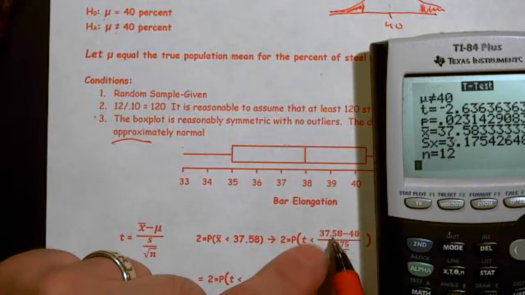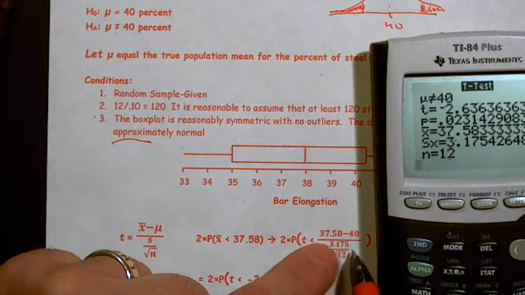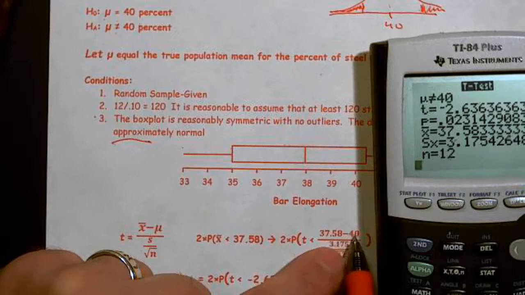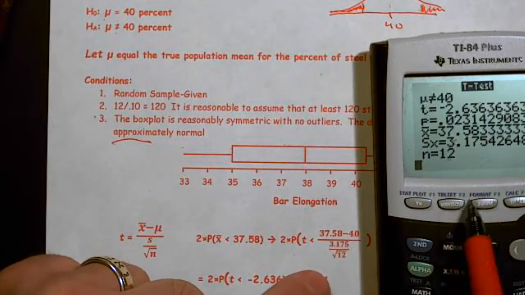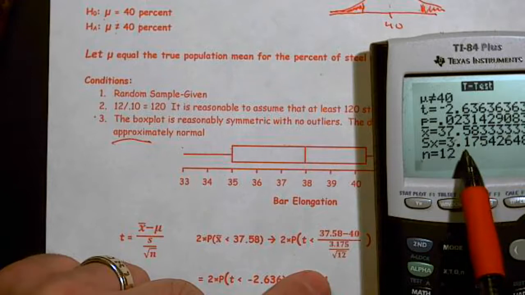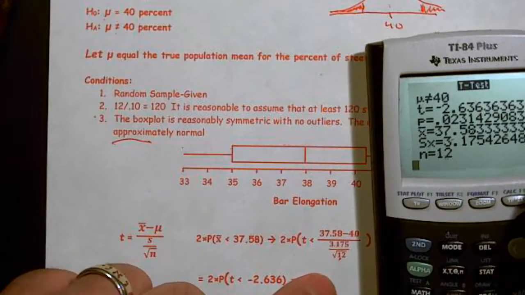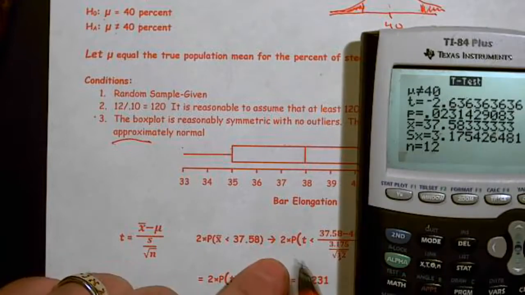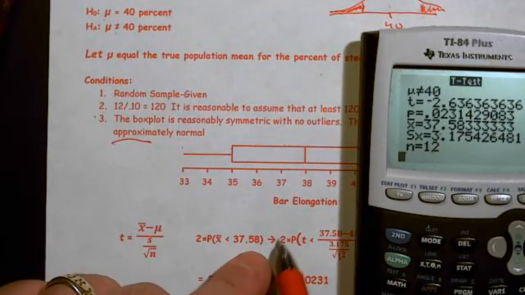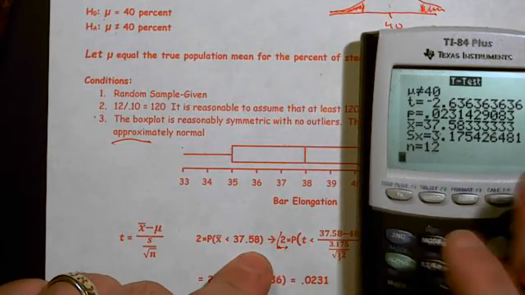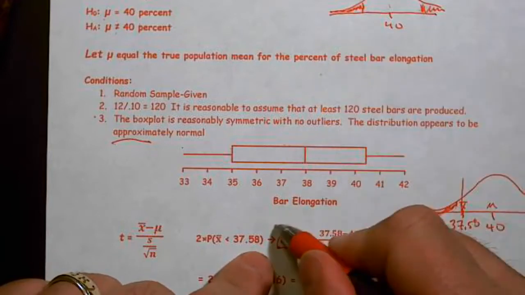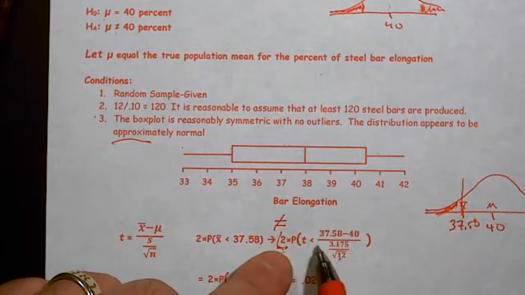So there's my x bar, 37.58, minus my claim of 40, divided by my sample standard deviation that came from the data, divided by the square root of 12. All right. So that's where that came from. But notice I had to put a 2 times in front. I only do this for the 2-tailed test. I only do this for not equal. So if it's a not equal, put the 2 times in front.